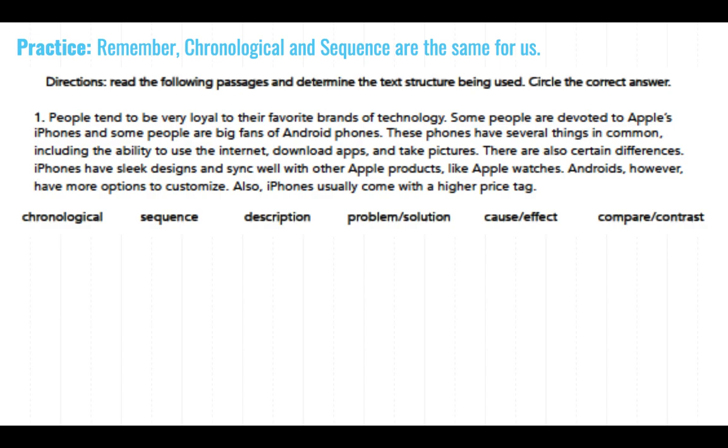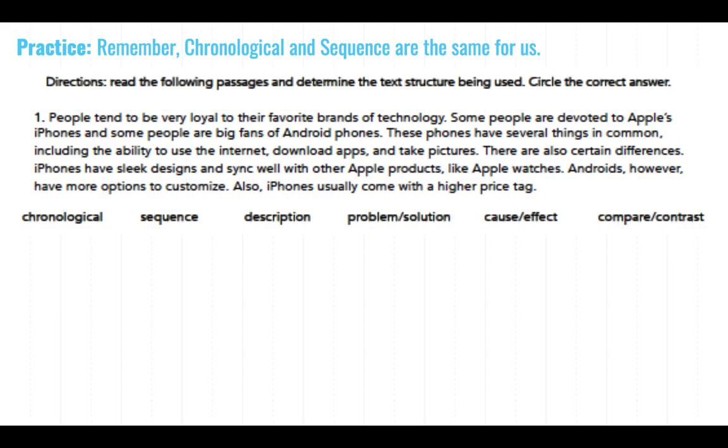You have this PDF shared with you. There are more than one question on it, but we'll do the first example together. So here the directions say read the following passages and determine the text structure being used. Circle the correct answer. It says people tend to be very loyal to their favorite brands of technology.